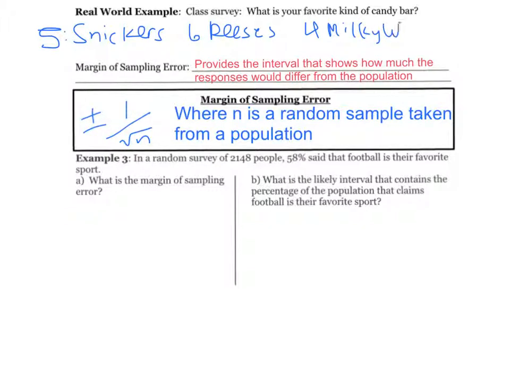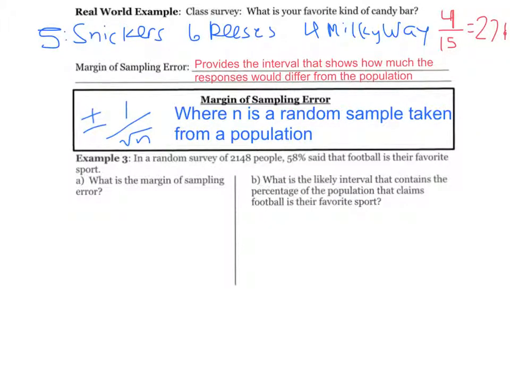So if we have this information, and I were to ask you a question such as, what percent of the population in this class, or what percent of our classroom likes Milky Way the most, we would represent that by saying 4, because 4 people like Milky Ways, over the total number, which is going to be 15. And so if I converted that into a percent, I'd get about 27% here.